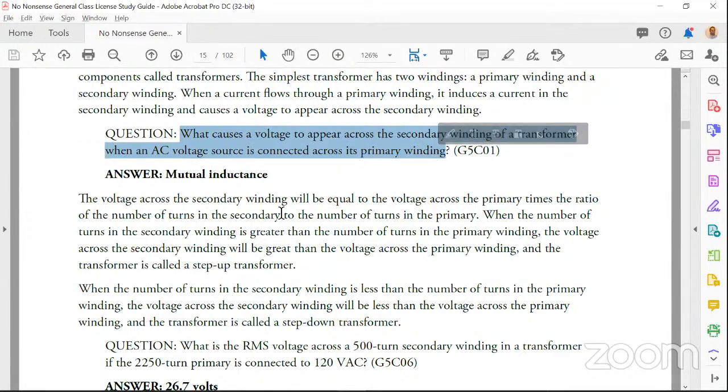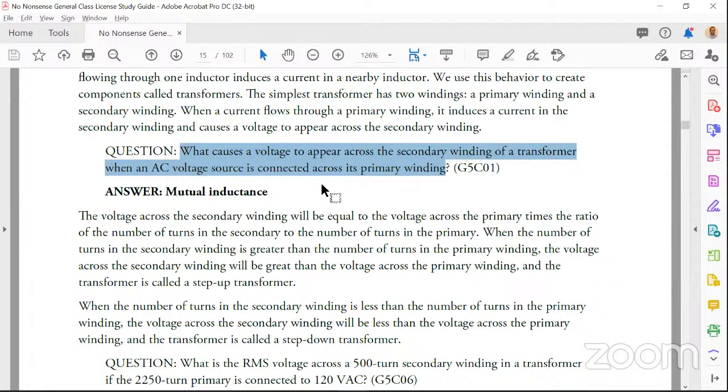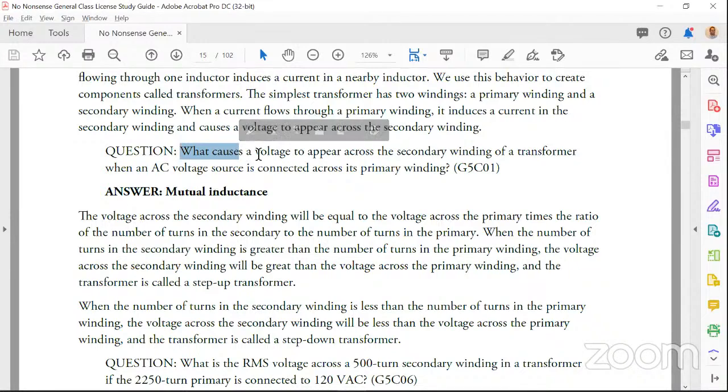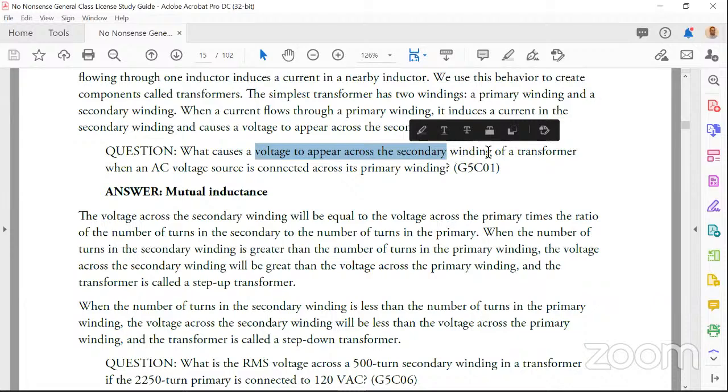All right. What causes a voltage to appear across the secondary winding of a transformer when the AC voltage source is connected across its primary winding? So let's dissect this question a bit. We went into this theory in some detail. What are they asking us? They're asking what, so that means there's a phenomenon. What causes a voltage to appear across the secondary winding?